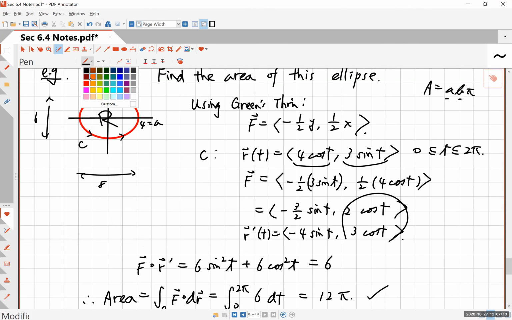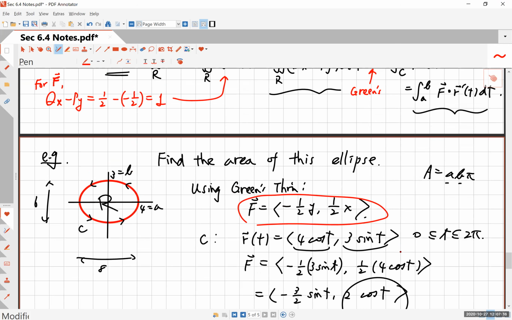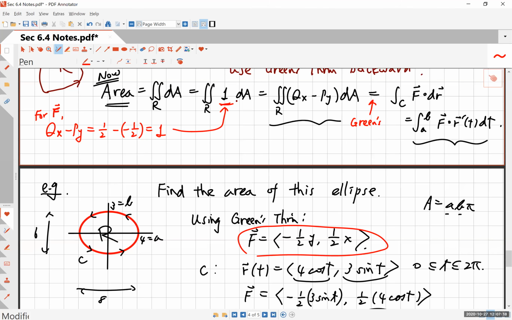It is very clever in the sense that somebody came up with this vector field so that Qx minus Py is exactly 1, right? And so using the left-hand side of Green's theorem, that's what you can calculate, and that way you can find the area of the enclosed region C.